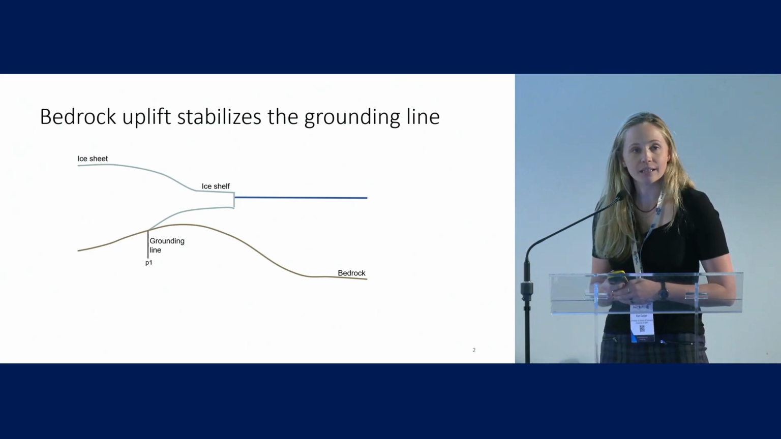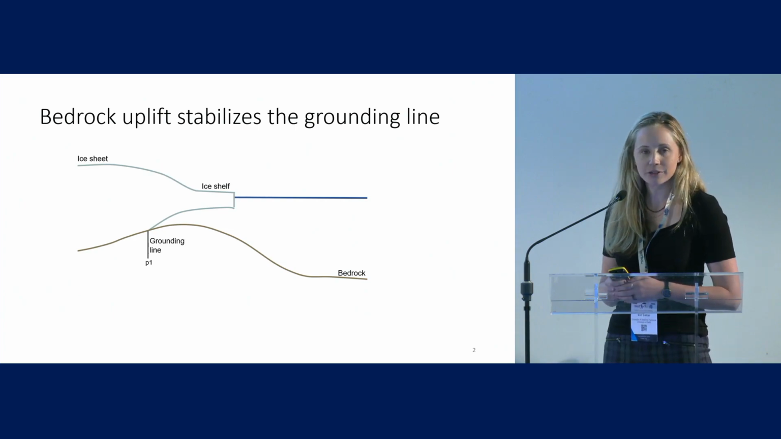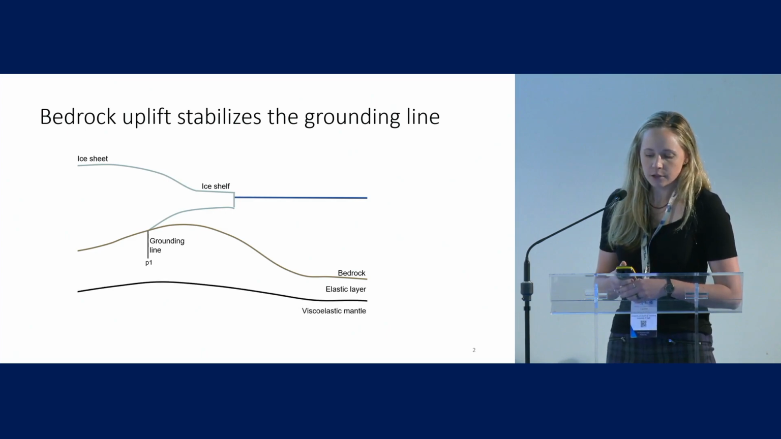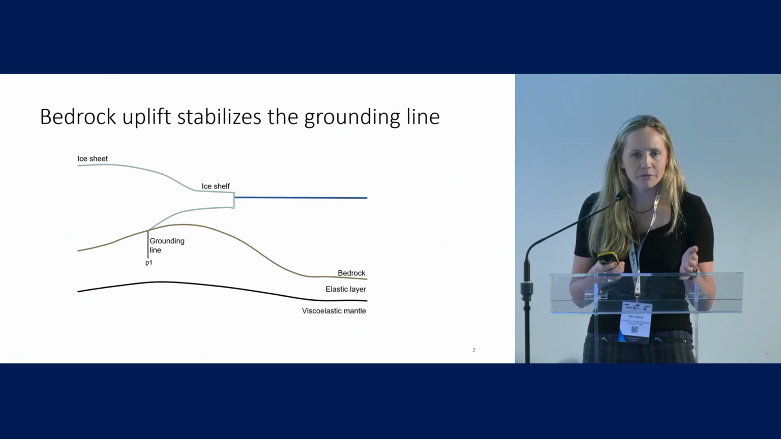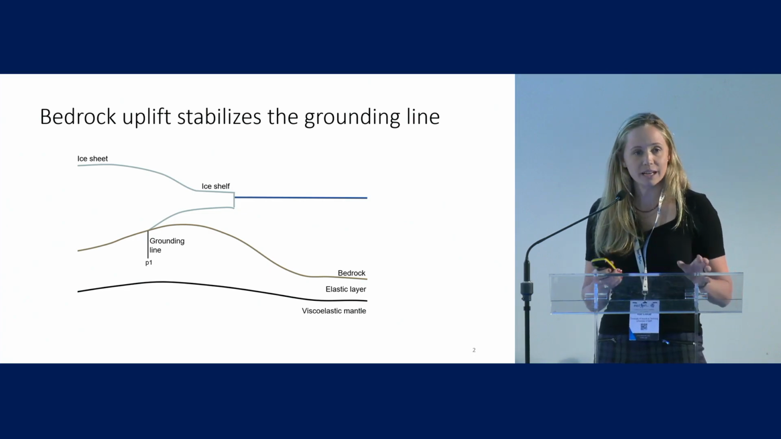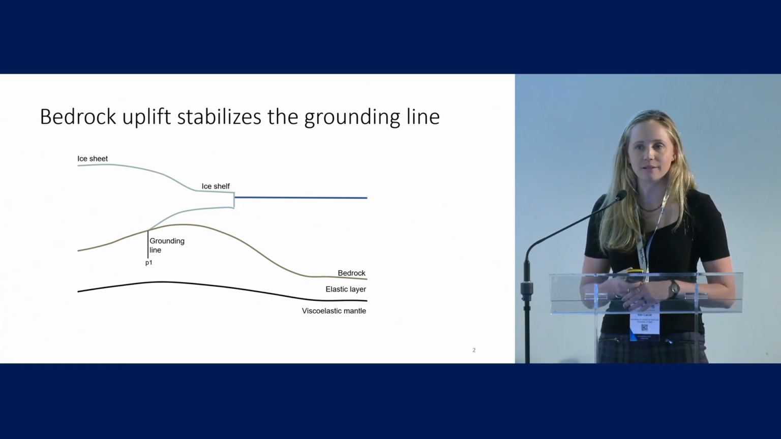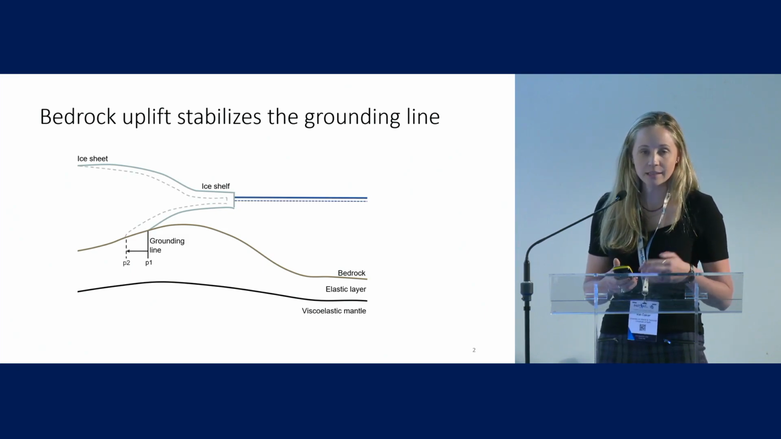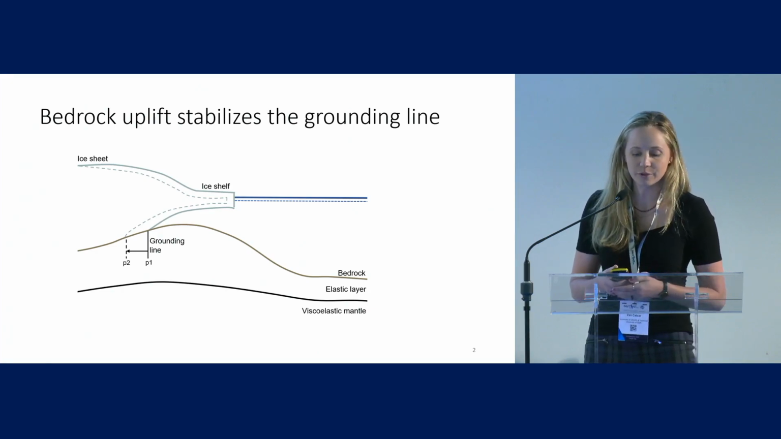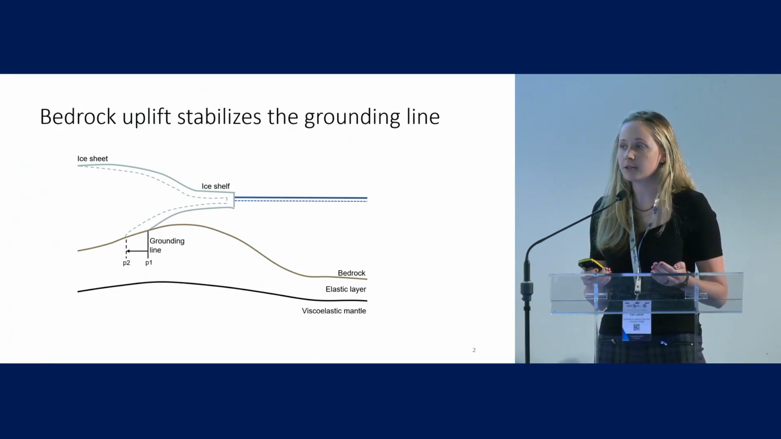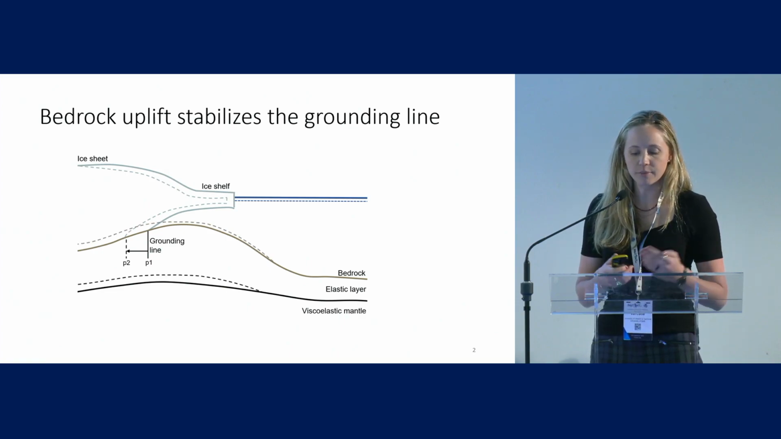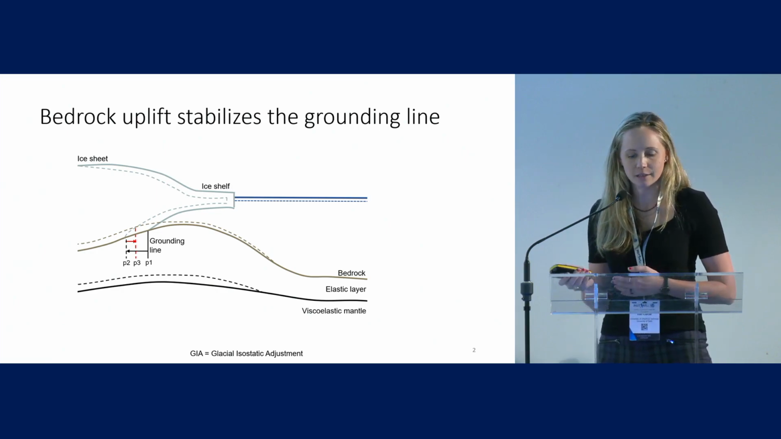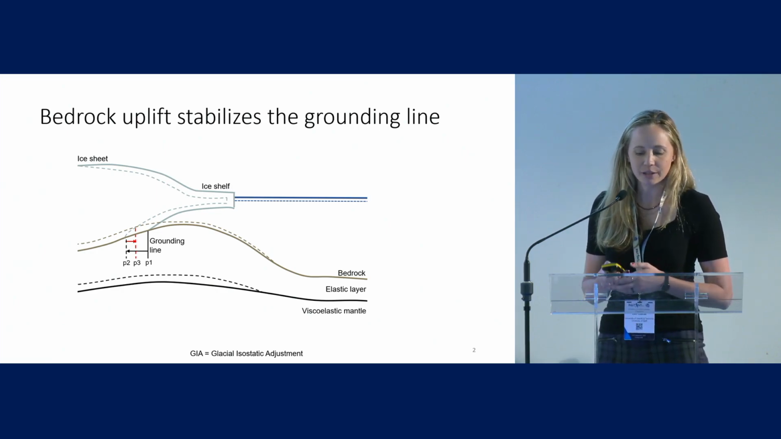And here in gray you see an ice sheet, and in brown you see the bedrock and the grounding line in position P1. So the Earth can roughly be divided in layers. The top layer is elastic, and the layer below is a viscoelastic mantle. Then you have an ice sheet melting and a grounding line retreat from P1 to position P2. And this decrease in loading of the ice causes bedrock uplift. And with that, you can see that the grounding line actually advances back towards the ocean to position P3.